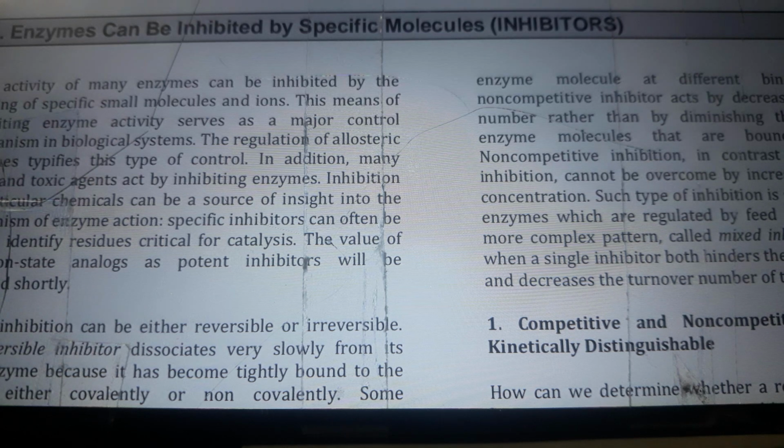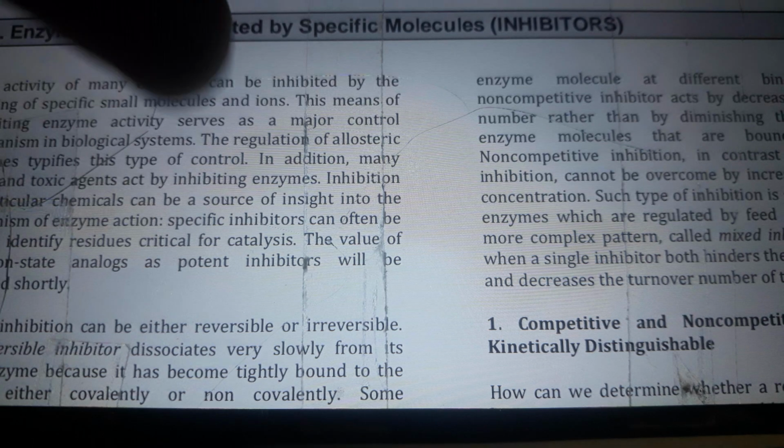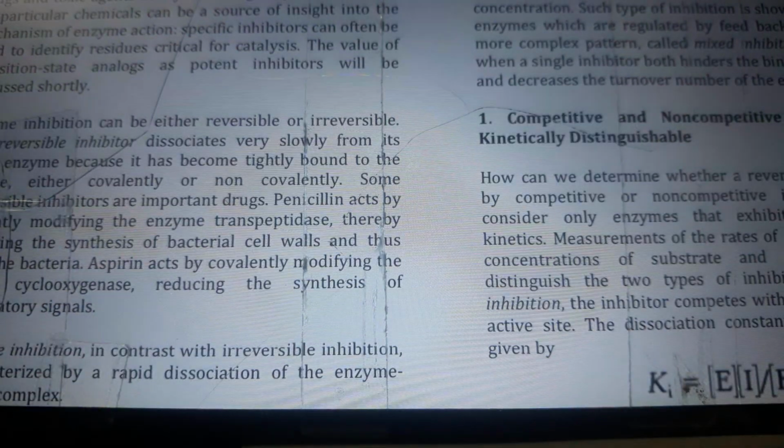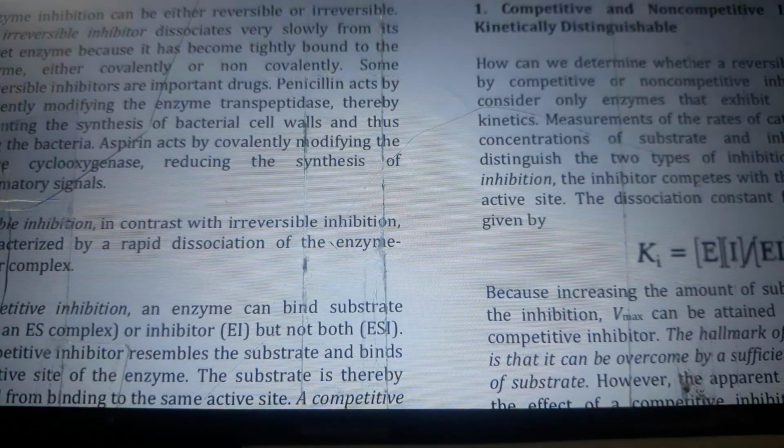In addition, many drugs and toxic agents act by inhibiting enzymes. Inhibition by particular chemicals can be a source of insight into the mechanism of enzyme action. Specific inhibitors can often be used to identify residues critical for catalysis. The value of transition state analogs as potent inhibitors will be discussed shortly. Enzyme inhibition can either be reversible or irreversible.